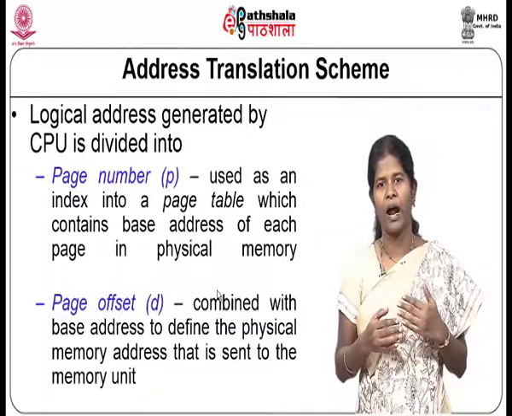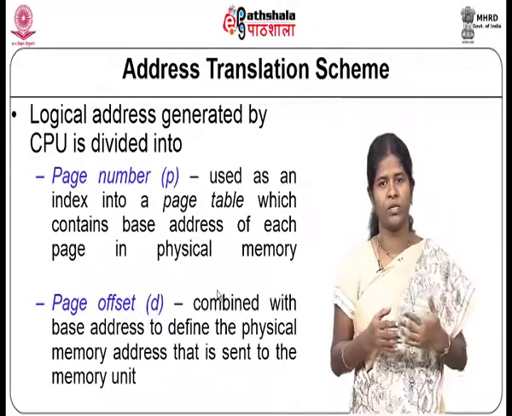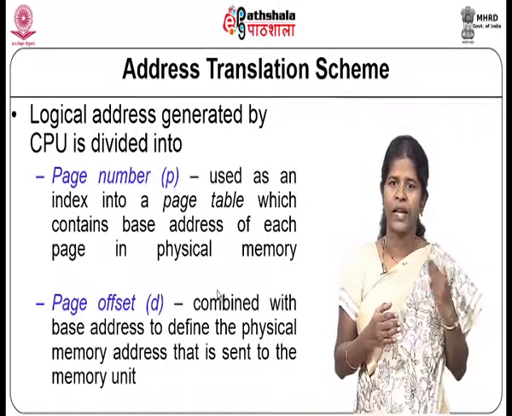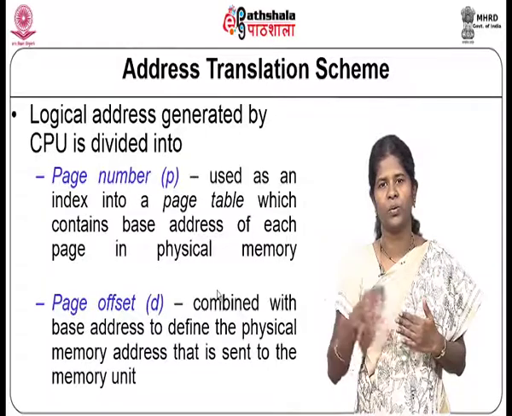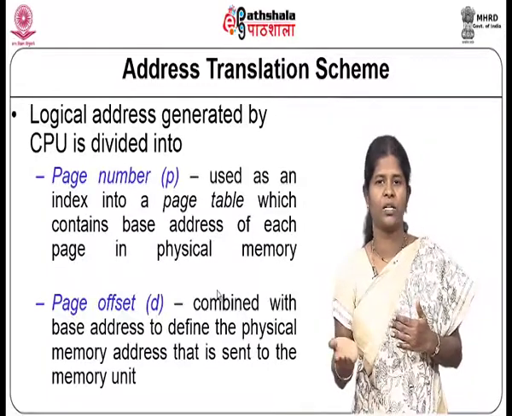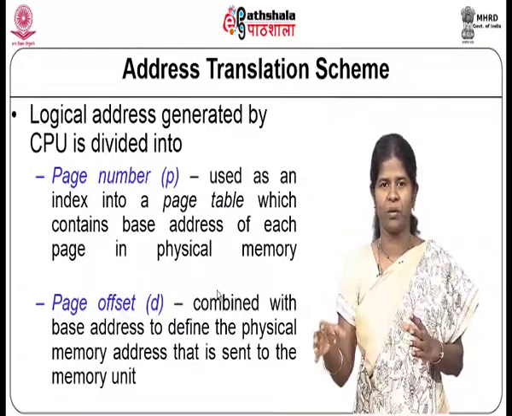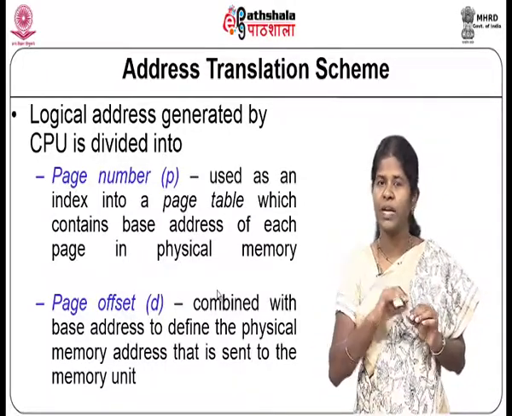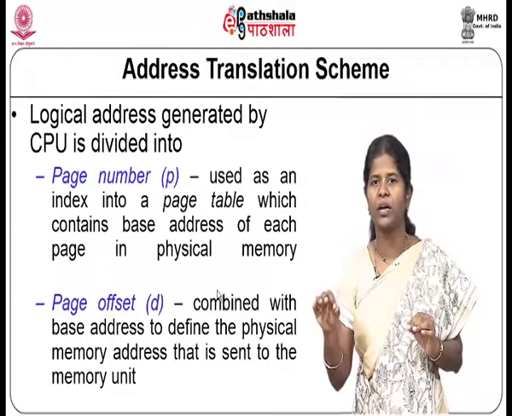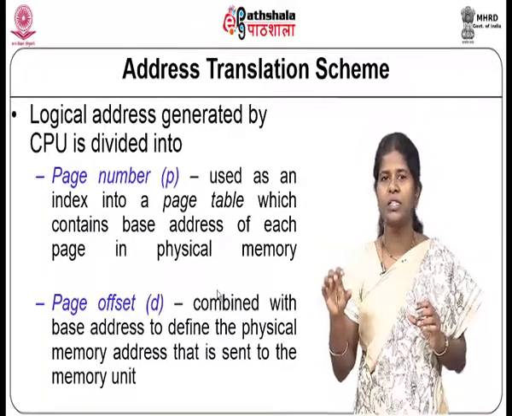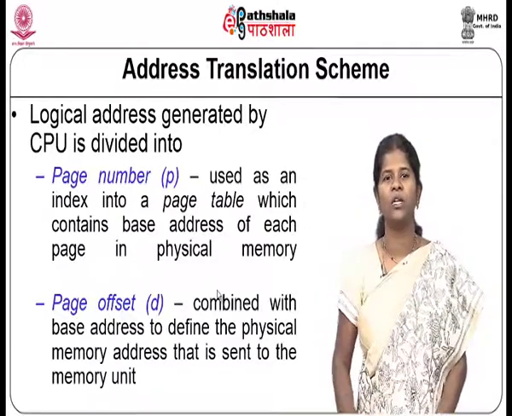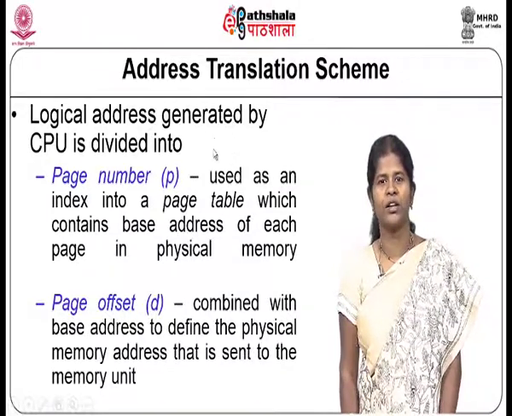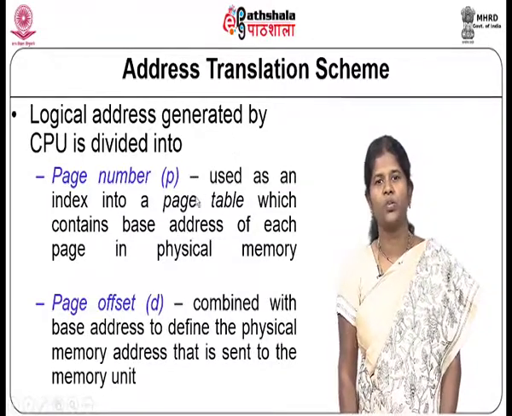Now, whenever an address is generated by a particular process, you need to know how to translate this address into the exact location where it is kept in the main memory. So, processes are kept in the main memory. Addresses that are generated by the CPU for this particular process need to be mapped on to the exact location where the content is present in the physical memory. For this conversion, the logical address that is generated by the CPU is divided into two parts.